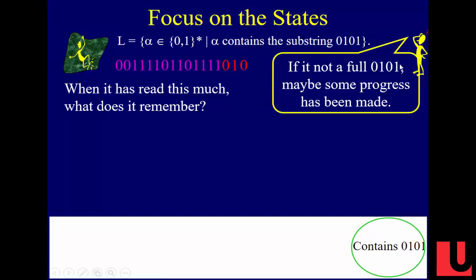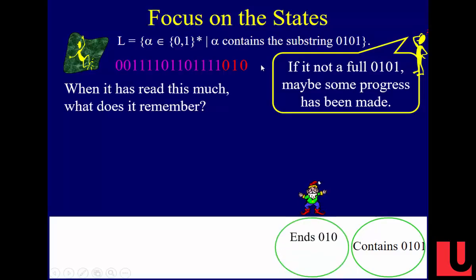If you haven't read this full thing, then maybe some progress is made. So in this example, it doesn't contain a 0, 1, 0, 1. At least I think I deleted it. But you see that we've made some progress towards it. So what do we want to remember? Well, it's not good enough that it contains it, because what happens if I had it back here? That's not good. Having it over here doesn't help us. It only helps us because maybe it'll turn into what we want.